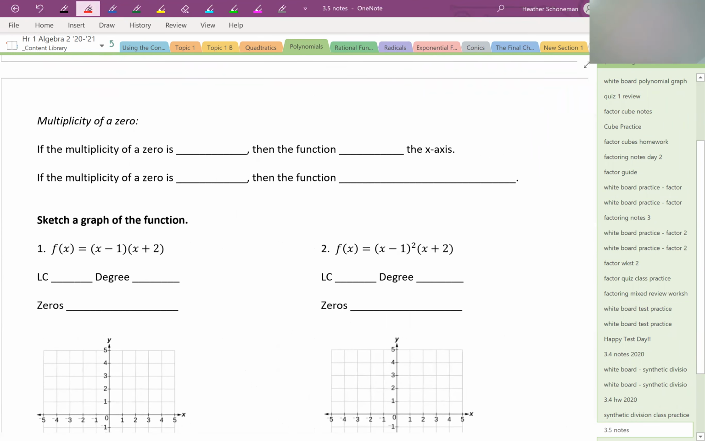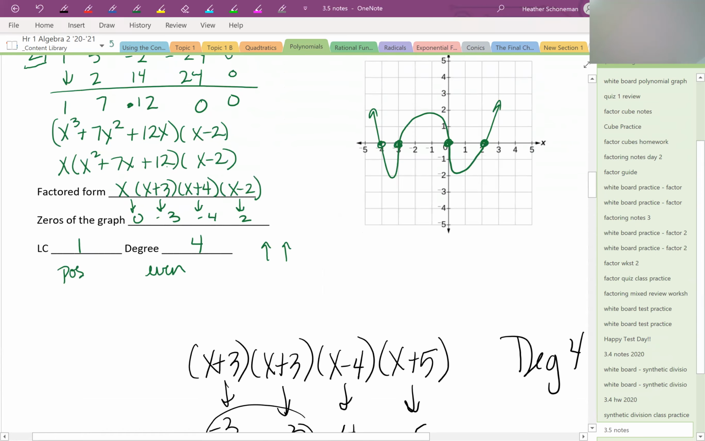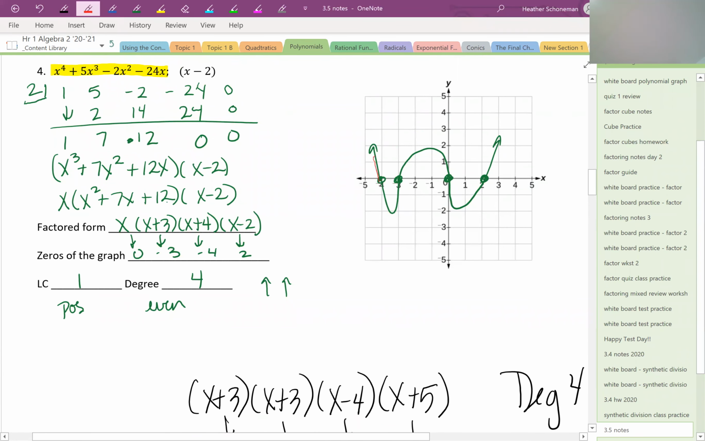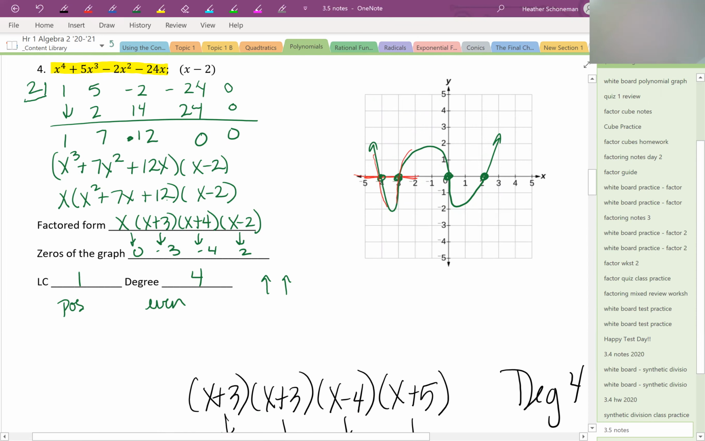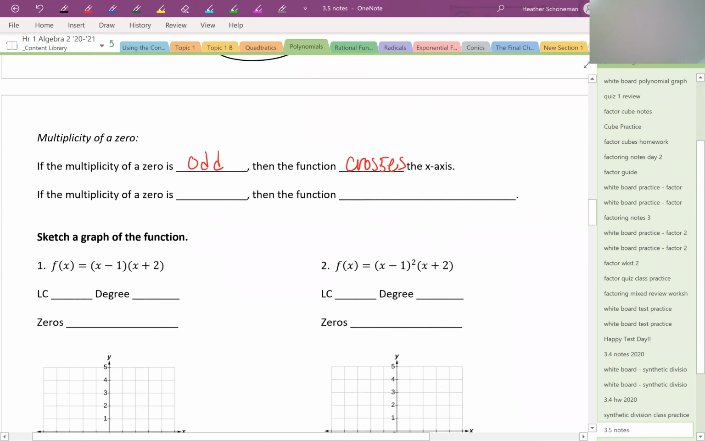So if the multiplicity of a 0 is an odd number, then the function crosses the x-axis. And when I say cross, remember, right here, my graph was above, and then it went below. It was below and went above, so it's crossing the x-axis. But now, if the multiplicity of a 0 is even, so if that 0 occurs 2, 4, 6, 8 times, then the function bounces off the x-axis.